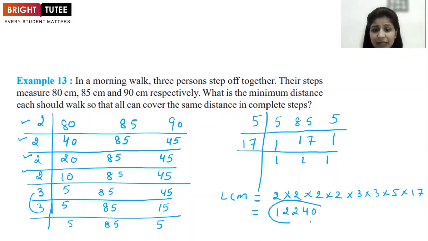So this is the minimum distance and it is to be written in centimeters. The unit is centimeter because 80, 85 and 90 are also in centimeters. So this is the minimum distance. They will cover the same distance in an exact number of steps, in complete steps, like the total number of steps would be a finite number. Clear? So same distance, we had to find out the minimum as well. So we did LCM. Let's do one more question.